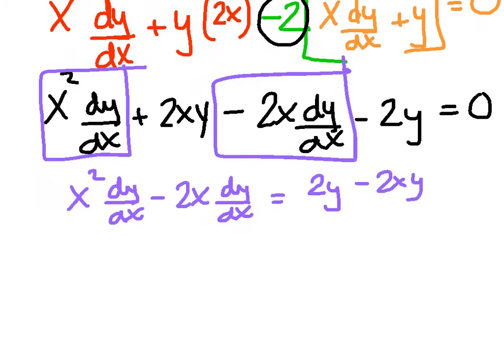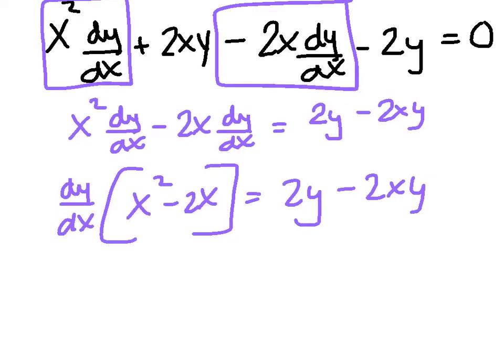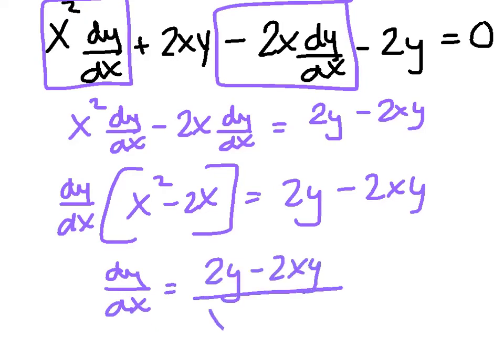And then, of course, you're just factoring out dy dx. You're pulling it out as a GCF. I've got x squared minus 2x. And finally, dy dx equals 2y minus 2xy all over x squared minus 2x.